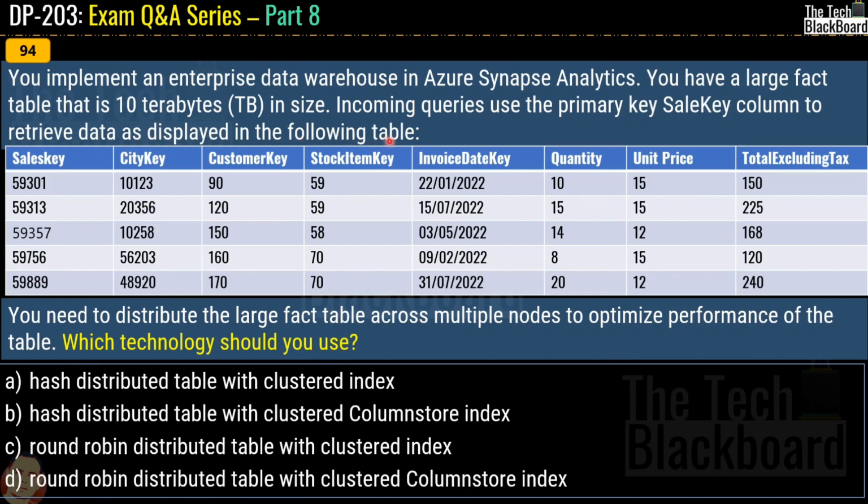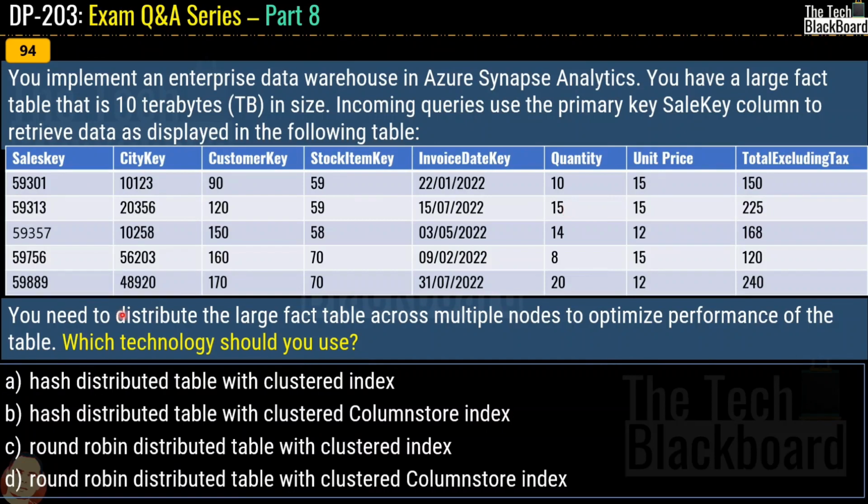So two things you can note upfront here. The first one is that the fact table is big. It's 10 terabytes in size. And the second thing is that the incoming queries are using the primary key. And what is the primary key? Primary key column is sales key. Moving on with the table, it starts with the primary key, which is sales key. Then we have city key, customer key, stock item key, invoice date key. We are also given quantity, unit price, and total excluding tax.